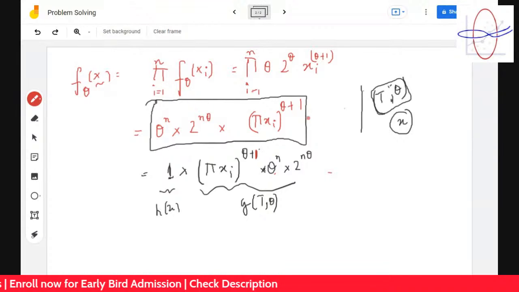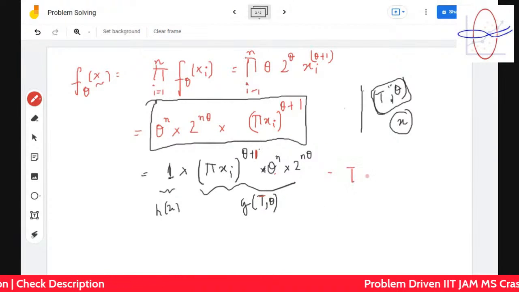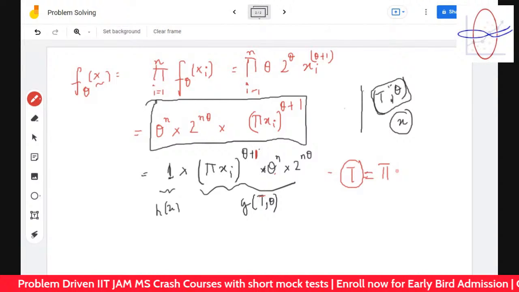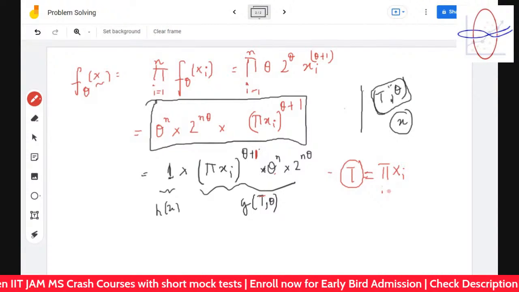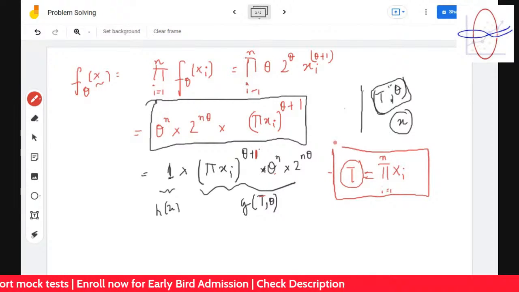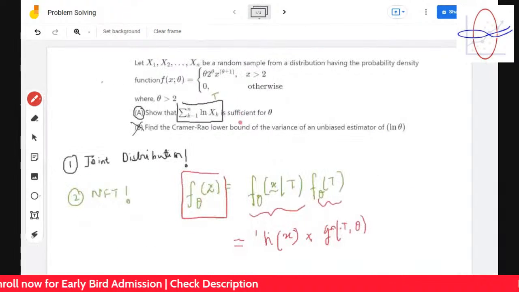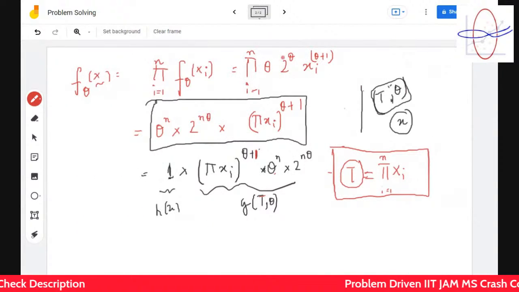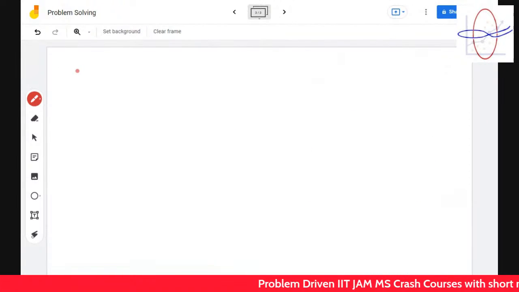So that's totally fine. And if you observe, the t here is what? Can someone tell me what the t is here? You can observe here. Product of xi. Very good. So the product of xi is a sufficient statistic. But here something else is given. So we have found that t is a sufficient statistic.